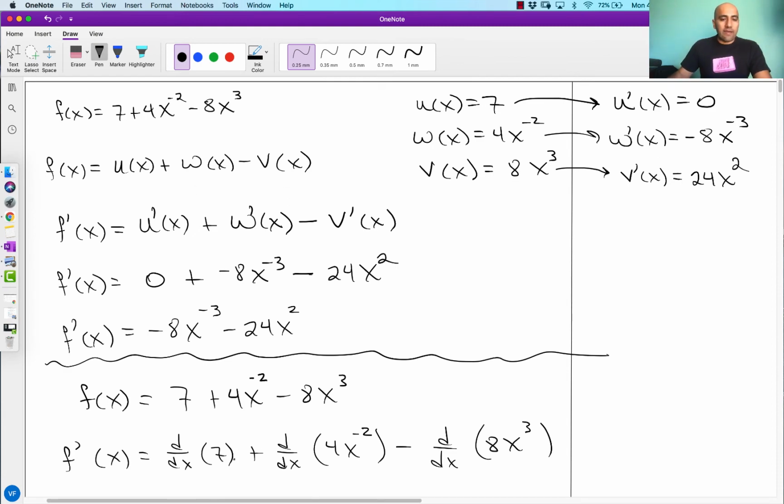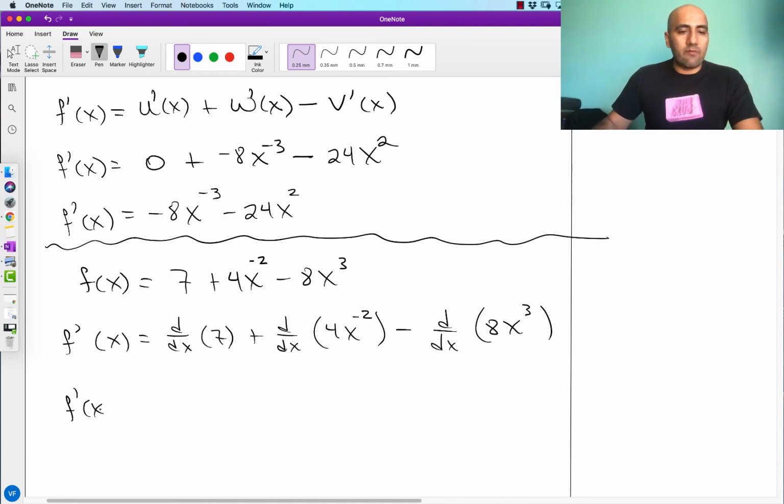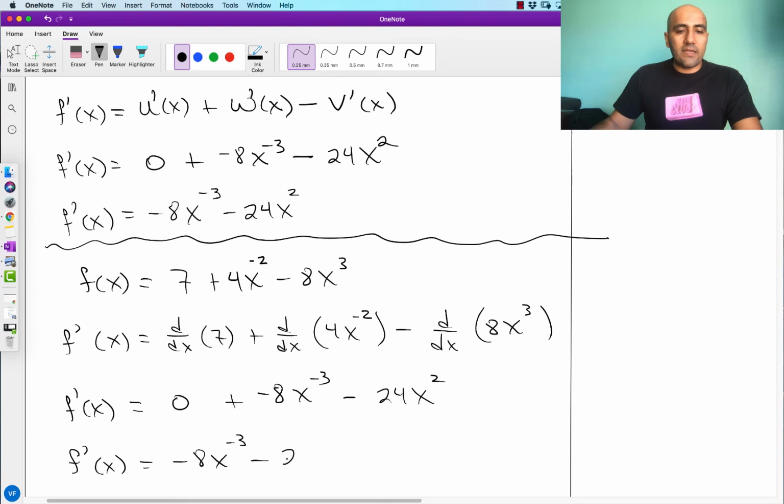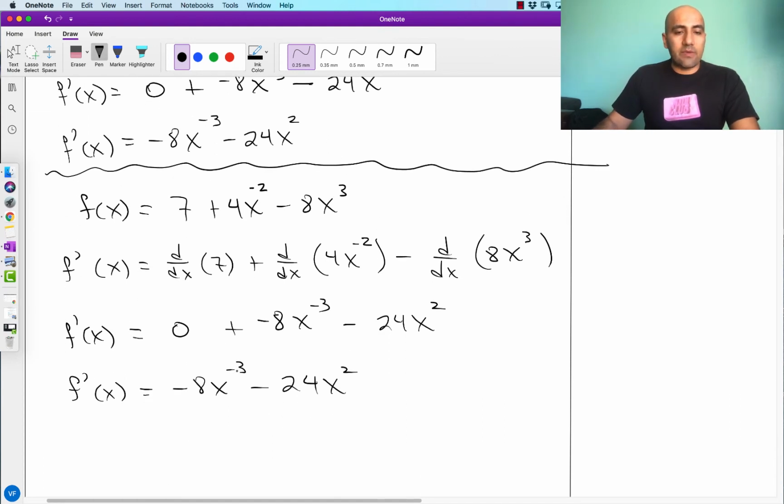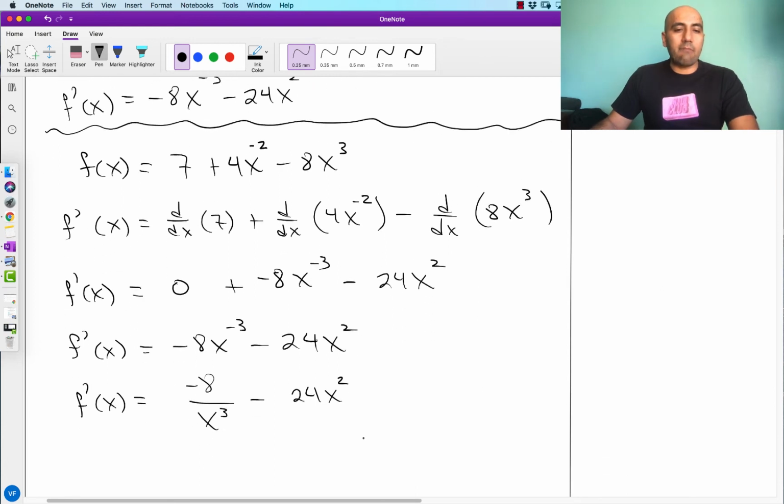Okay, well, now we can just find these derivatives. So f prime of x gives you a 0 for that one, plus a negative 8x to the negative 3 minus 24x squared. And so from there we can conclude that this is equal to negative 8x to the negative 3 power minus 24x to the 2nd power. And now this might be good enough, or you might be asked to simplify it because of the negative in the exponent. So this could be rewritten as negative 8 over x to the 3rd power minus 24x to the 2nd power. And again, that might be good enough.